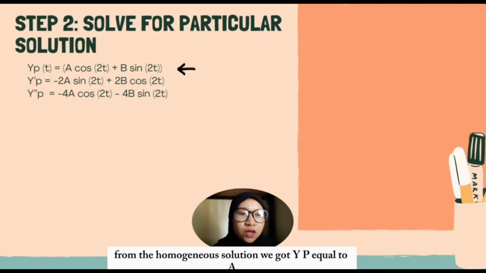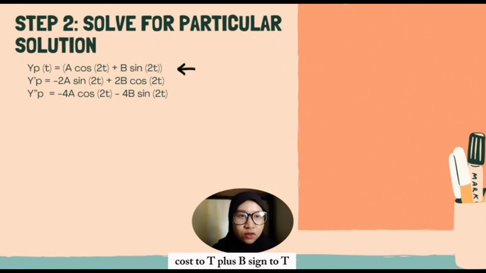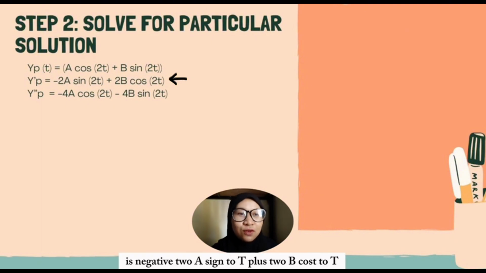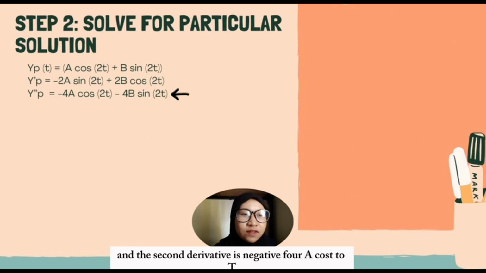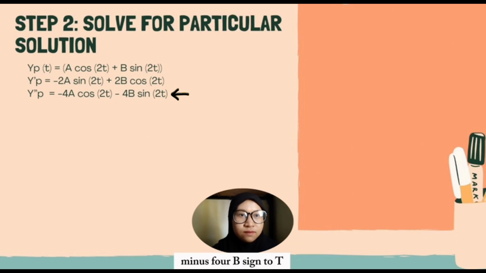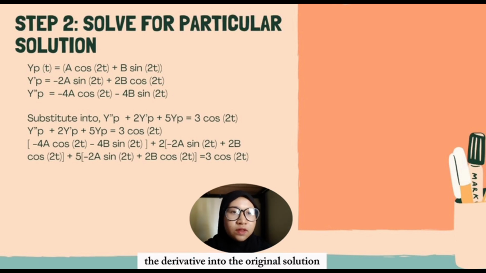Next, for step 2, we solve for the particular solution, which from the homogeneous solution we take as yp equal to a cos 2t plus b sin 2t. Then we find the derivatives: the first derivative is negative 2a sin 2t plus 2b cos 2t, and the second derivative is negative 4a cos 2t minus 4b sin 2t. Then we substitute the derivatives into the original equation, y double prime plus 2y prime plus 5y equal to 3 cos 2t.